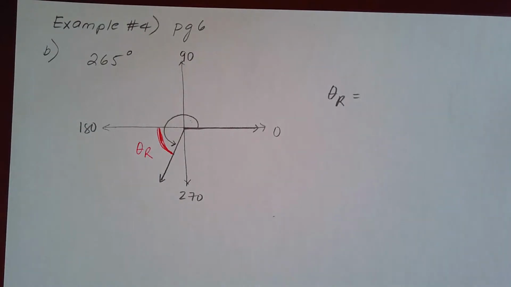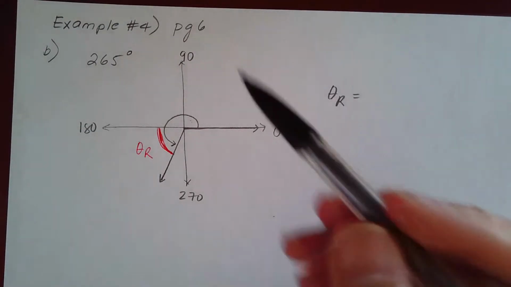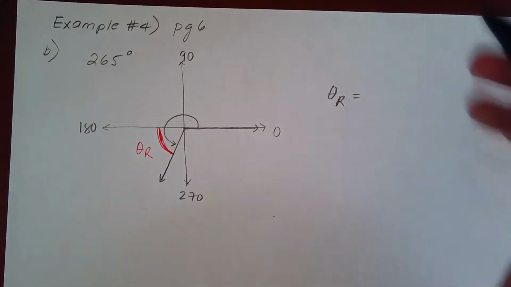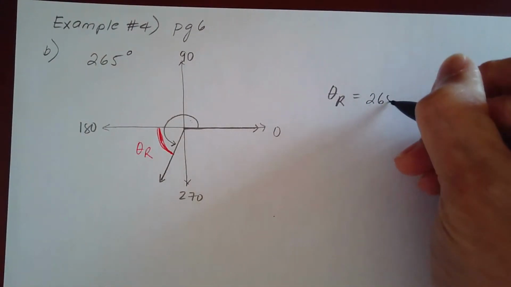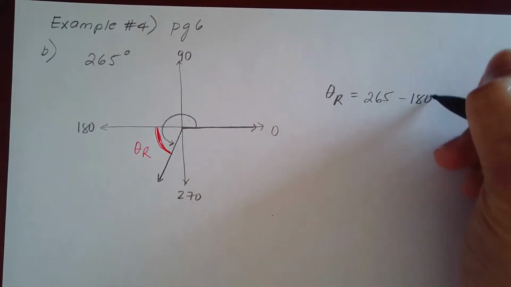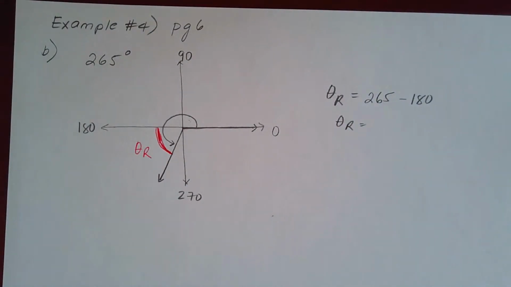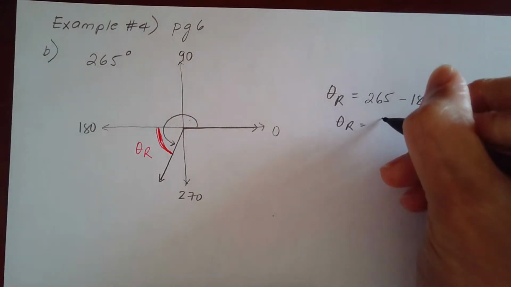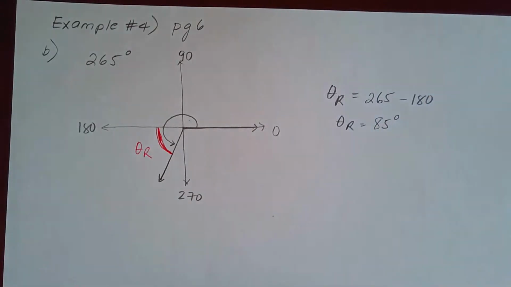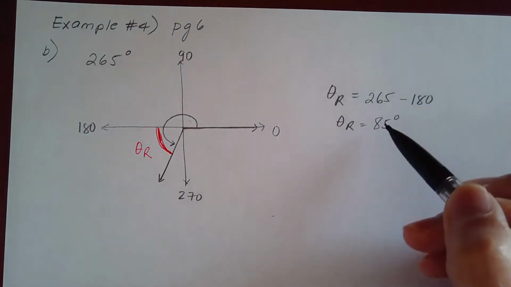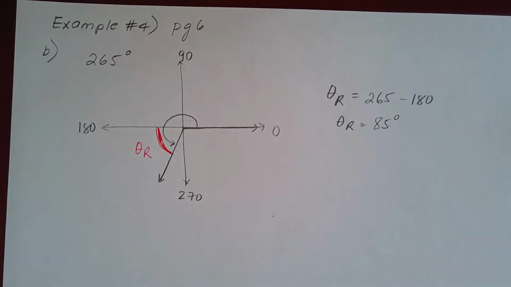So what's theta r going to be? Well, if I take 265 and take away 180, I'm going to get a reference angle of 85 degrees. Okay. Well, if I have a reference angle of 85 degrees, what are the other angles that have the same reference angle?